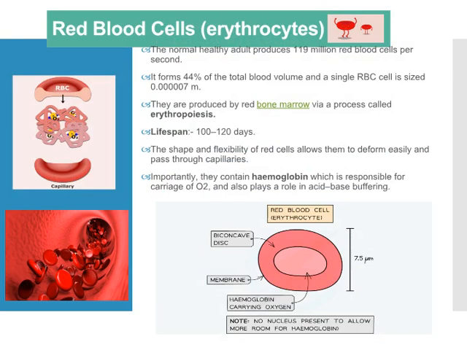The shape and flexibility of red cells allows them to deform easily and pass through capillaries. Importantly, they contain hemoglobin, which is responsible for carriage of O2, and also plays a role in acid-base buffering.